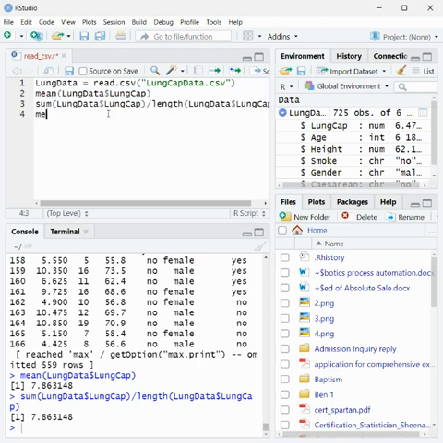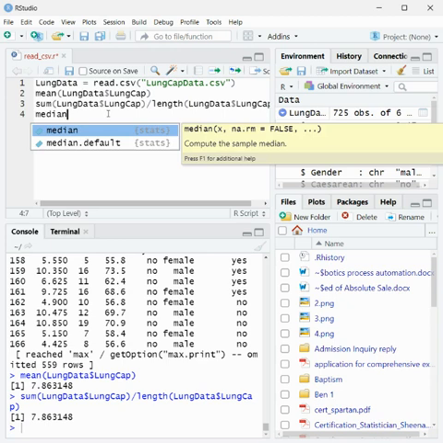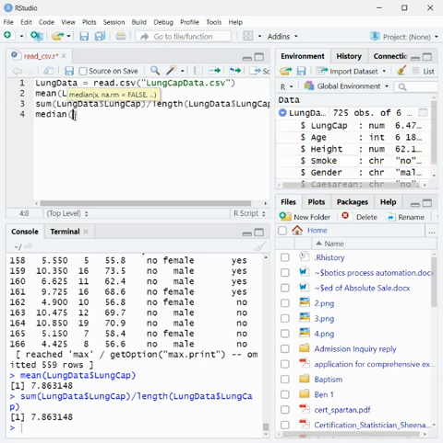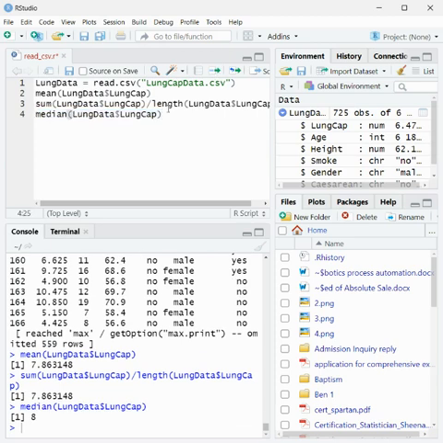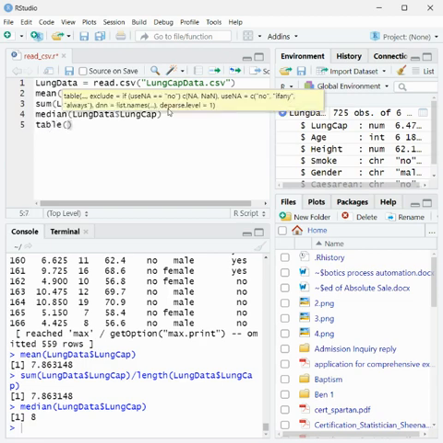For the median, just use the median function. Again, let's consider the long cup data. Run. And for the mode, which is the most frequent data in the given data set, you can use the table function to get the tally of each data in the given data set.